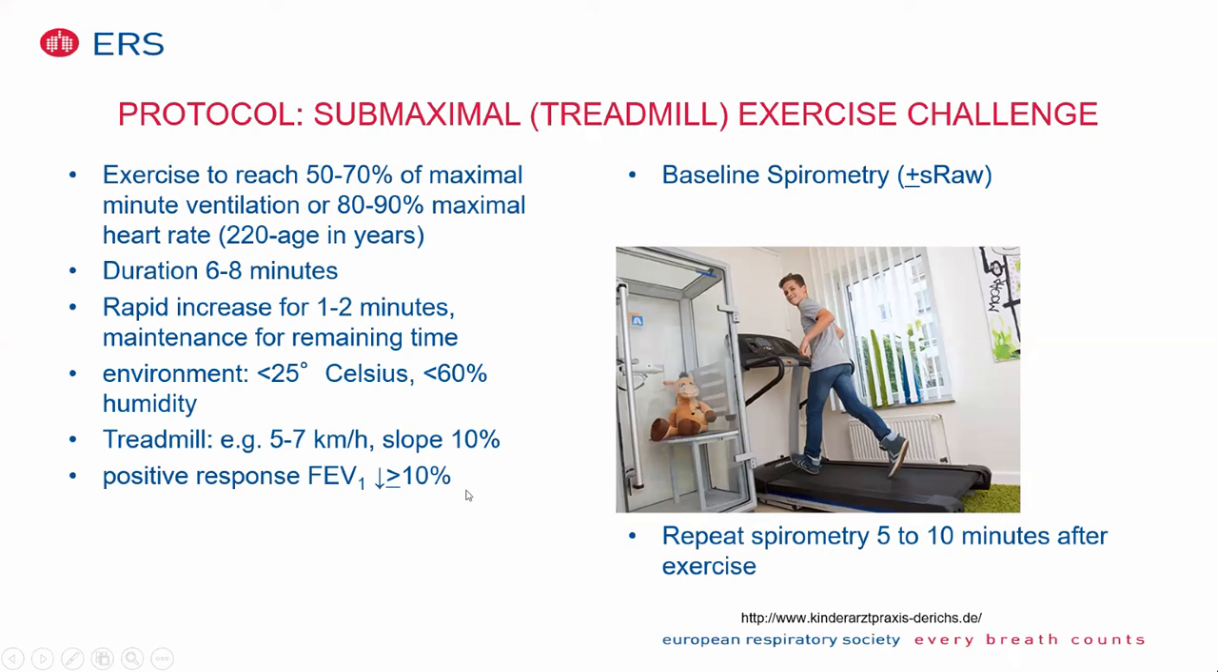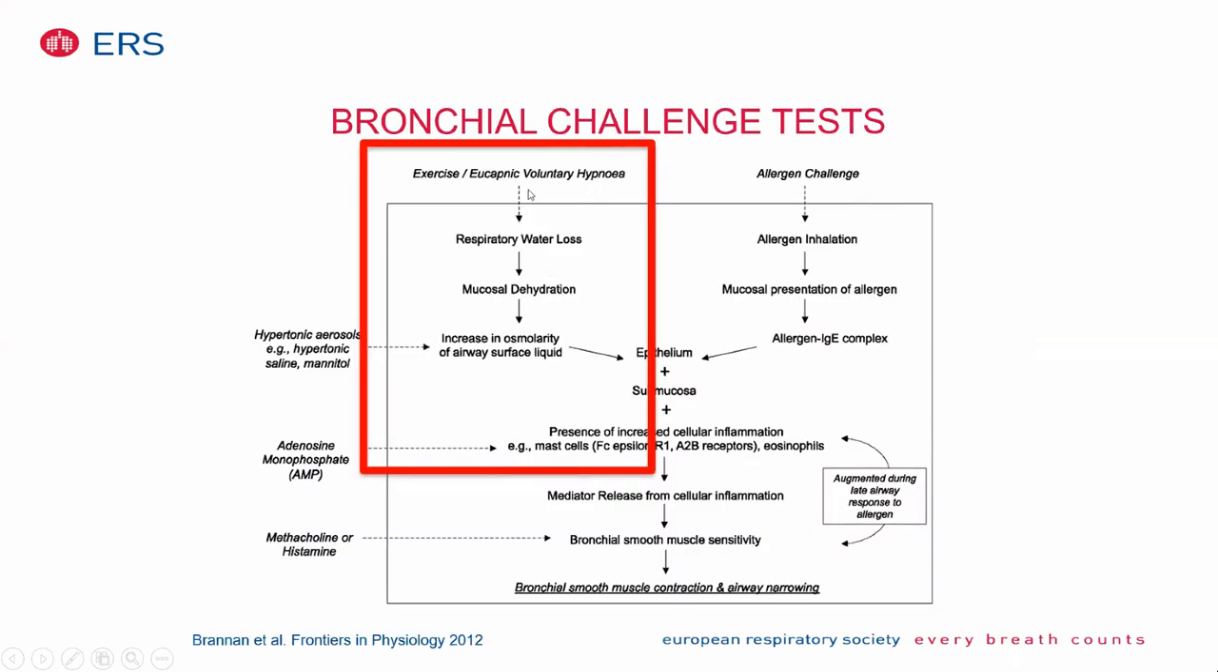And you consider the response to treadmill exercise positive if the FEV1 drops by 10% or more. You do a baseline spirometry and repeat spirometry 5 to 10 minutes after the exercise. And if you see a positive response, this of course will be followed by a bronchodilator test. What happens in exercise? It's voluntary hyperpnea, and this leads to respiratory water loss in the mucosa, mucosal dehydration, and this is the bronchial stimulus that will lead to bronchoconstriction.